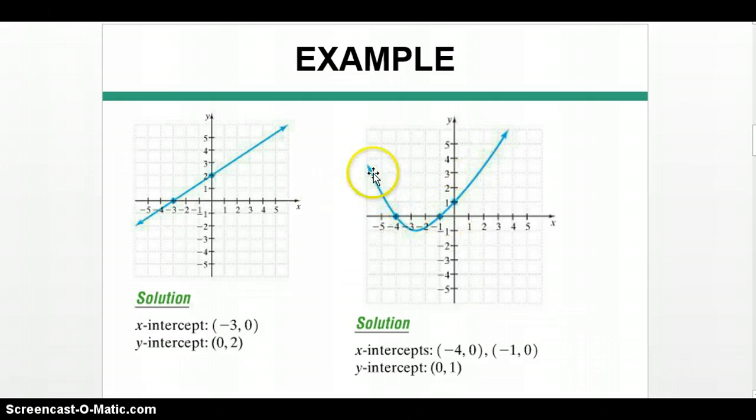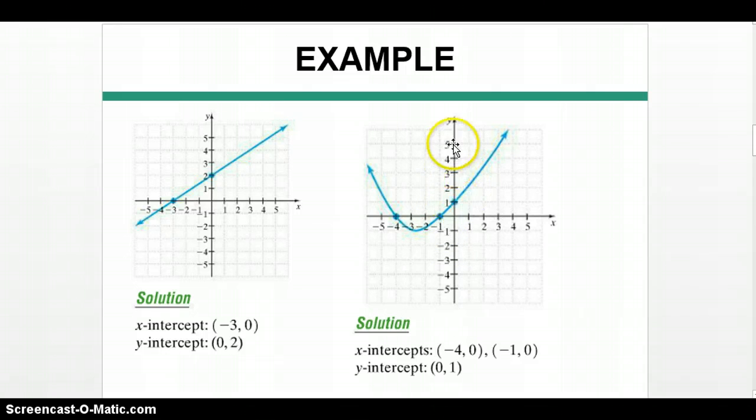In this graph, the graph crosses the x-axis twice. Here it crosses at -4. The coordinate at this point is (-4, 0). Again it crosses at -1. The coordinate is (-1, 0).